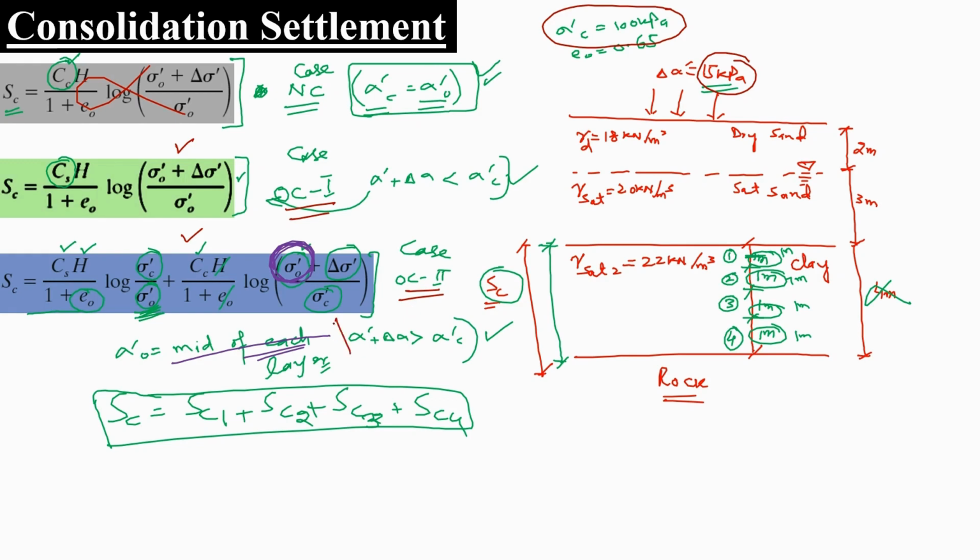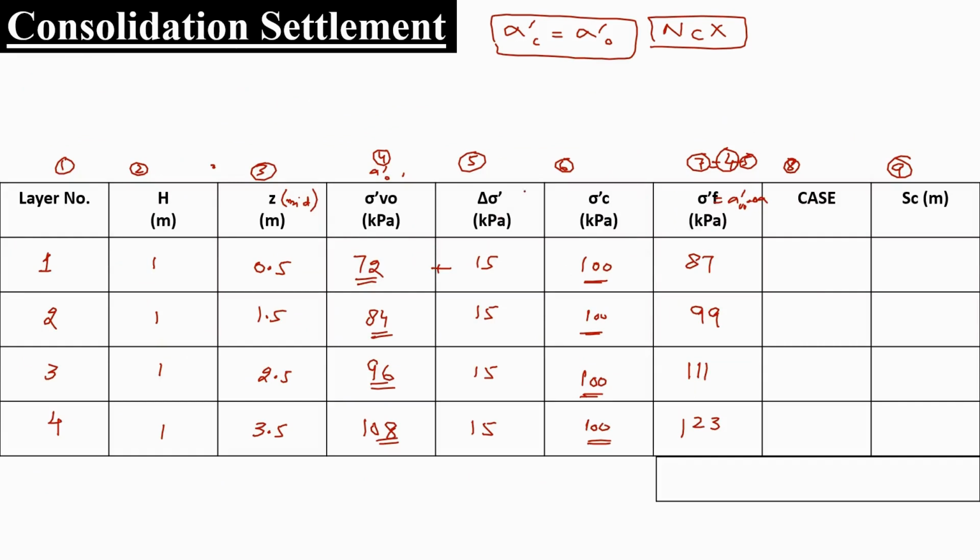For this we need to check this condition. The summation of these both values is known as sigma prime F. If sigma prime F is less than sigma prime C, then we will use OC1, and if sigma prime F is greater than sigma prime C, then we will use OC2. Just check the values from the table.